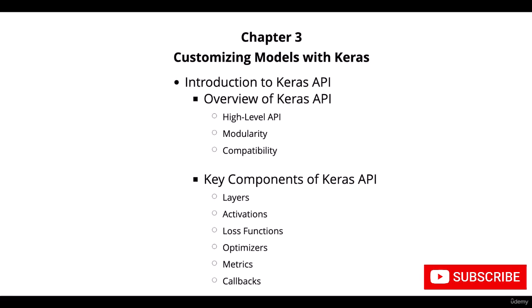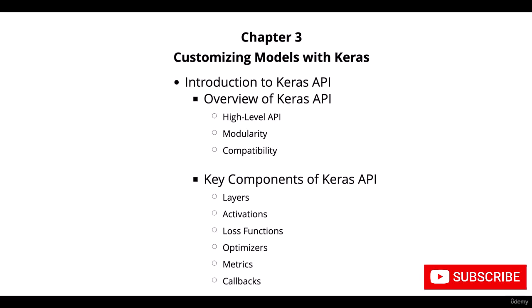Let's get into the intermediate level of TensorFlow in this part 3. Now, the first topic that we have is customizing models with Keras, where we're going to look at an introduction to Keras API. The Keras API is a high-level neural network API written in Python and capable of running on top of TensorFlow, Theano, or Microsoft Cognitive Toolkit, CNTK. It allows for easy and fast prototyping of deep learning models and is widely used for building and training neural networks. Let's delve into the introduction to the Keras API.